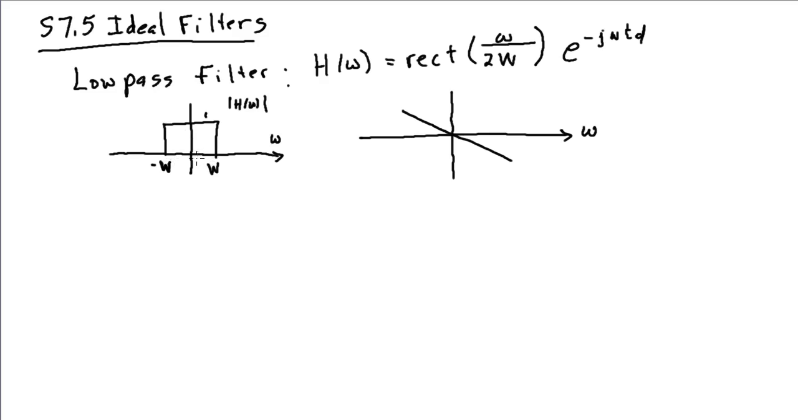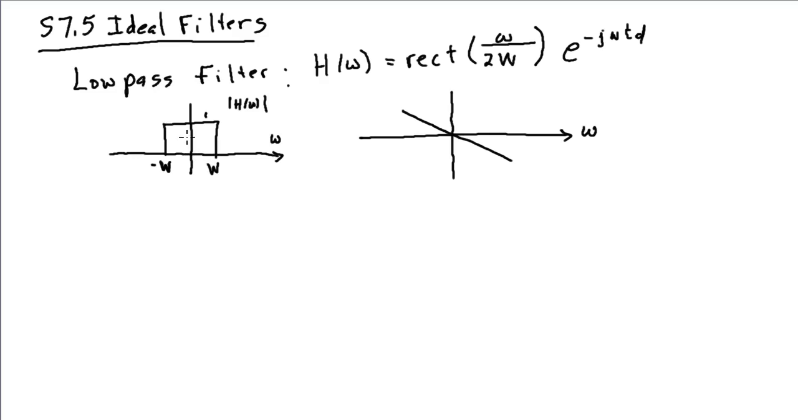We would say that the bandwidth of the system is the width of the positive range of frequencies. So the bandwidth of a low-pass filter here is defined as being equal to capital W. It's not 2W, the entire width of this function. When you talk about the bandwidth, it's just the range of positive frequencies that are passed through the filter.